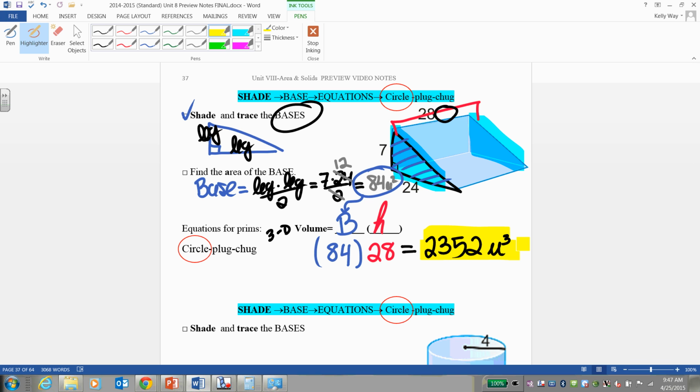The 5 steps you're going to follow, technically it's only 4: shade the base, find the area of the base, write your volume equation, circle, plug, chug. Shade the base, area the base. Equations, circle, plug, chug. Those are your steps that you're using here.